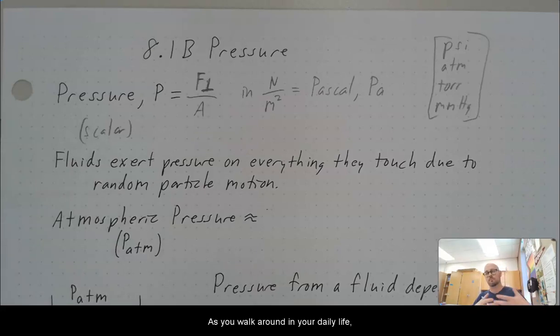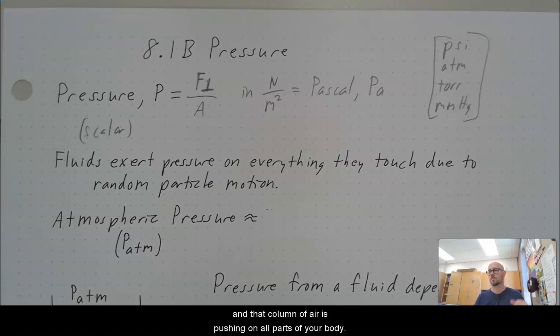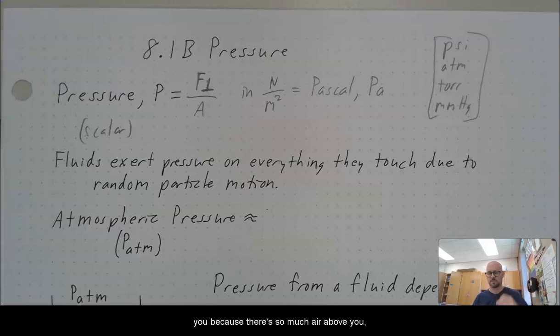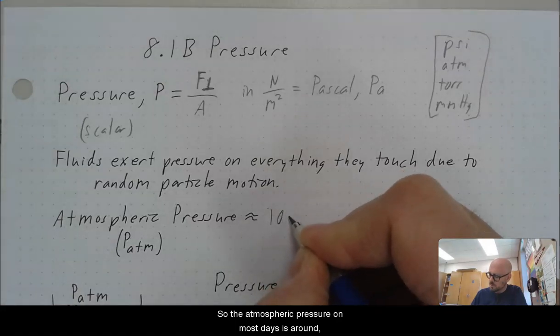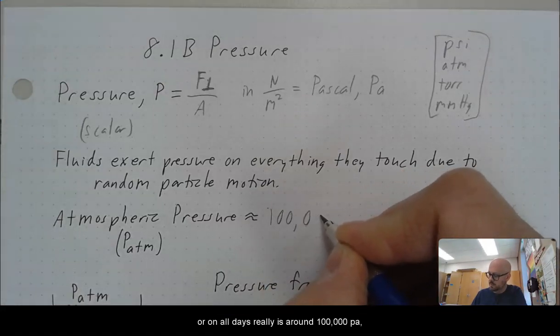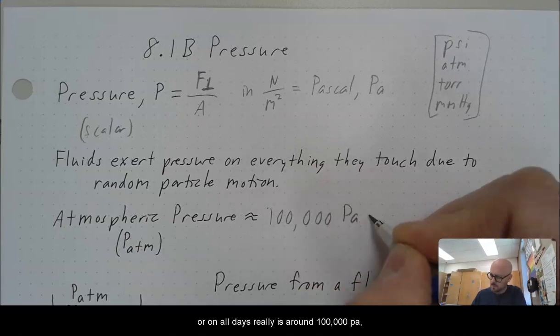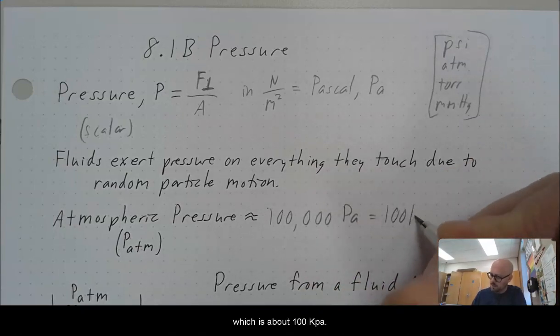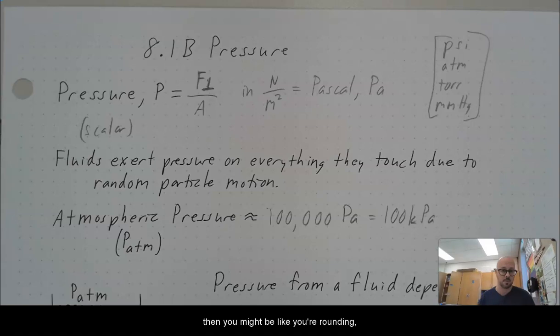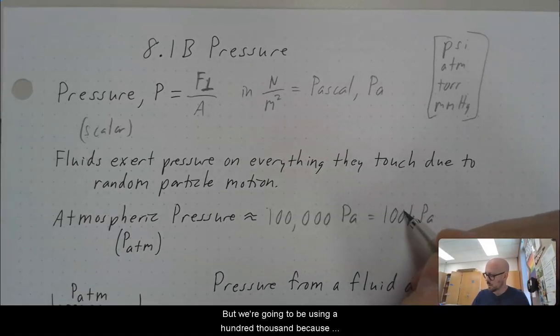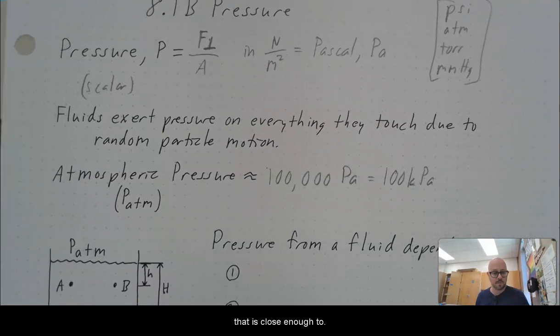As you walk around in your daily life, you are walking around at the bottom of a column of air. And that column of air is pushing on all parts of your body, but in general, it's mostly pushing down on you because there's so much air above you, like 60 miles worth of air above you. So the atmospheric pressure on most days, or on all days really, is around 100,000 pascals, which is about 100 kilopascals. Now, if you took AP Chemistry, then you might be like, you're rounding, it's 101.325 kilopascals, but we're going to be using 100,000 because that is close enough to get a good understanding.